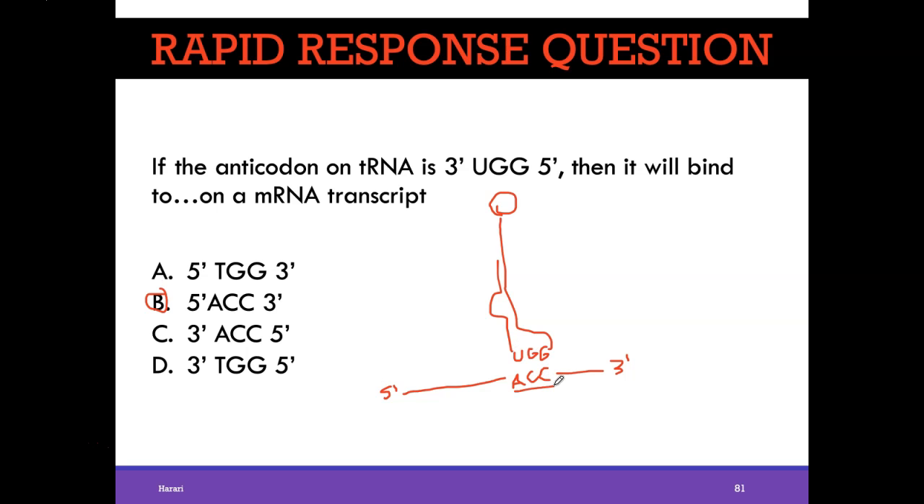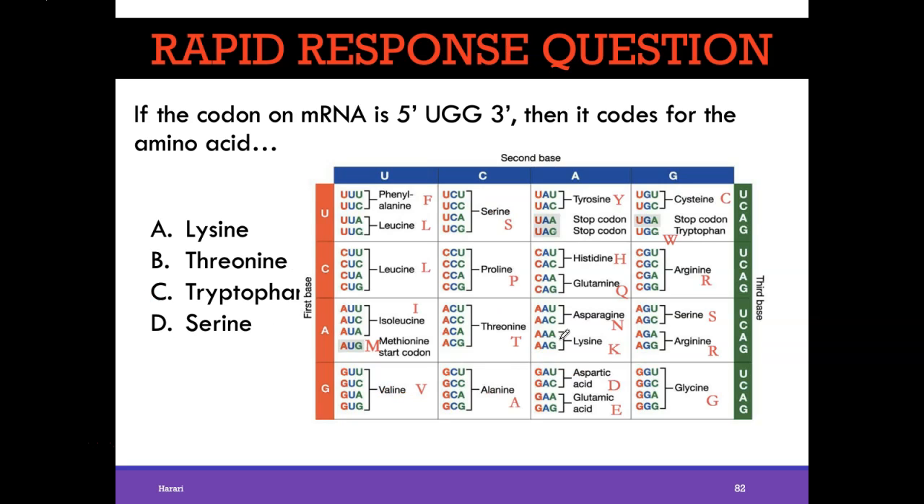And since it's ACC, I could just look up ACC in a codon table and figure out what amino acid this is. And it turns out that ACC encodes for threonine, the amino acid threonine.